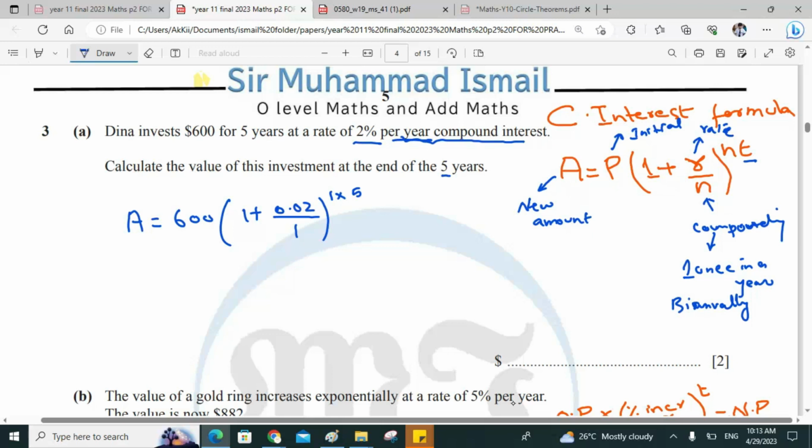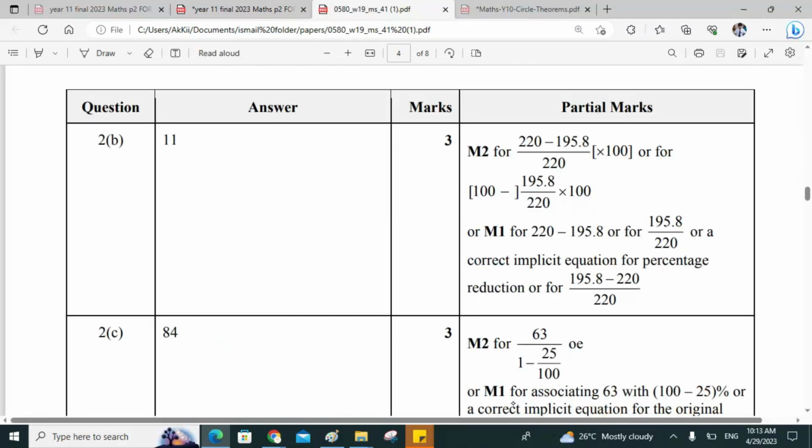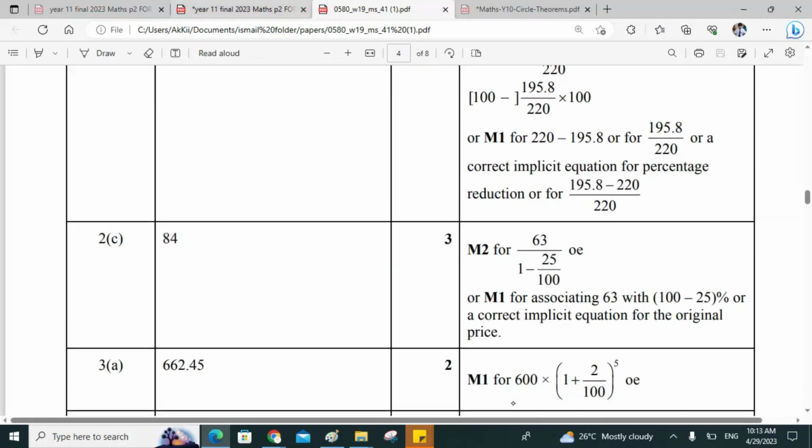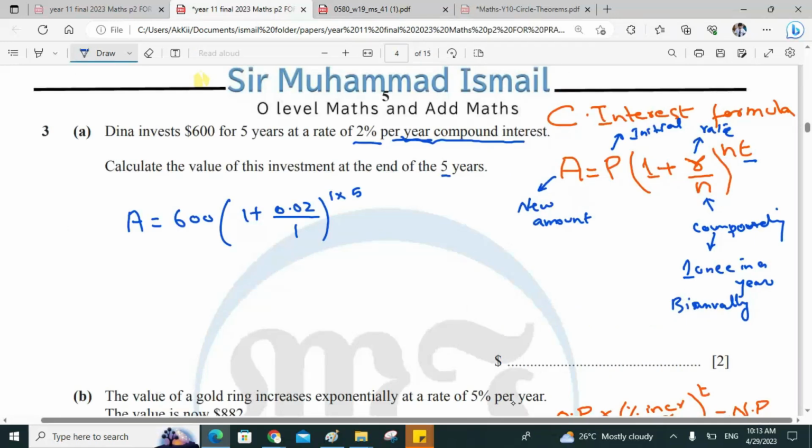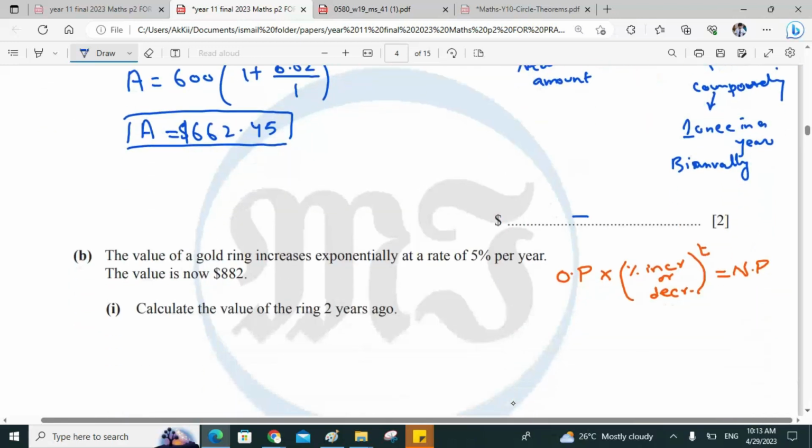662.45. Right. It is $662.45. Now, this is the total. You can write it over here, right?